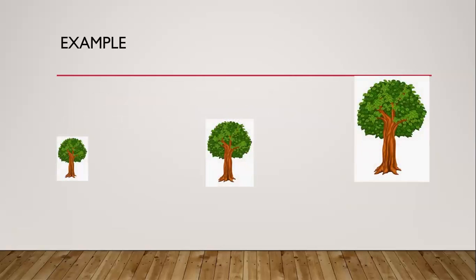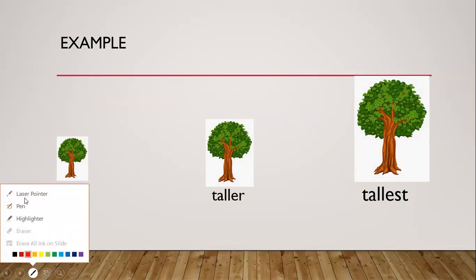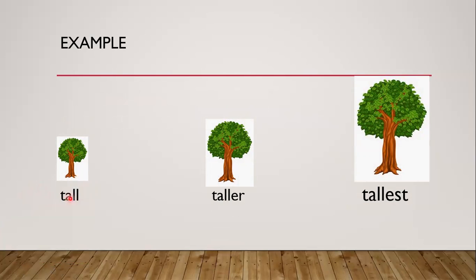Here we have an example. We have 3 trees. The first one on the left, it's tall. This right here, it's a tall tree, right? It's tall. But the second tree, it's taller than the first one. It's a little bit bigger, or a lot bigger than the first tree. And then we have a third tree, which is the tallest tree. It's even taller. It's taller than these other 2 trees.